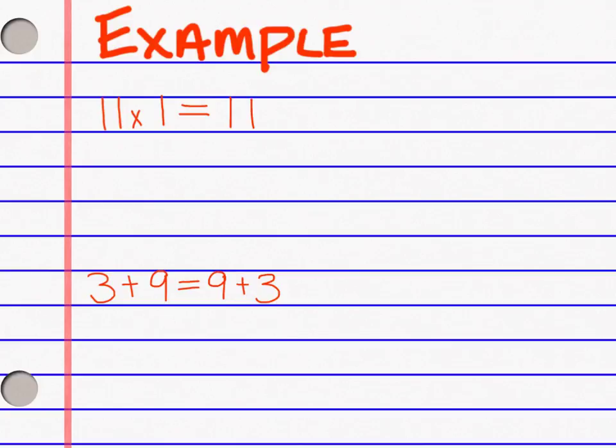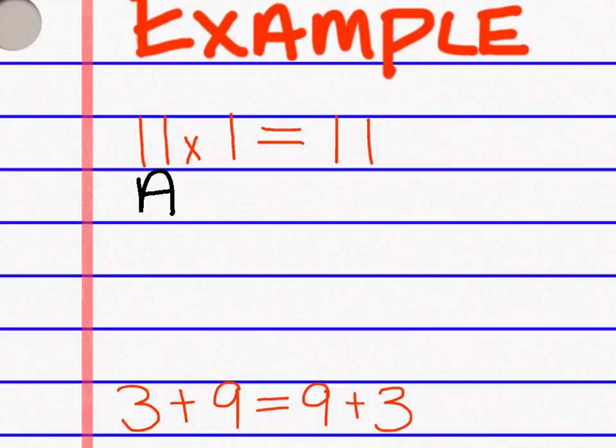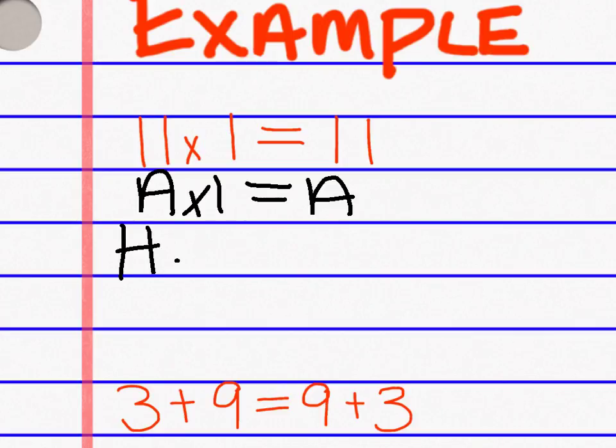Example number 4. Sorry. Okay, back to the properties. 11 times 1 is equal to 11. So that is A times 1 is equal to A. That's the identity property of multiplication, and that is letter H on your handout.